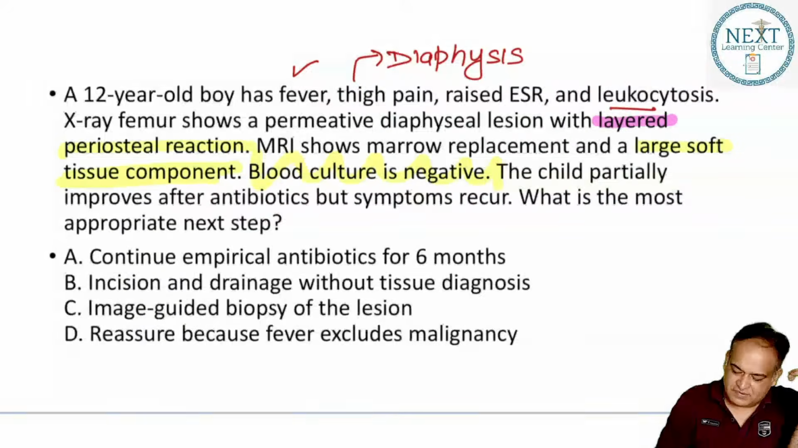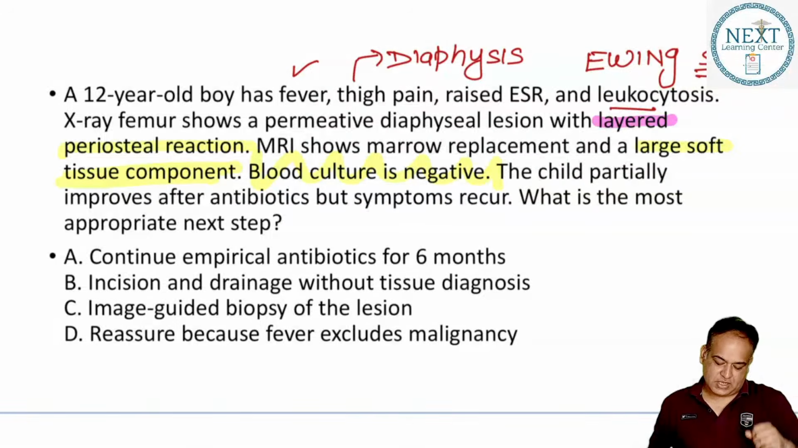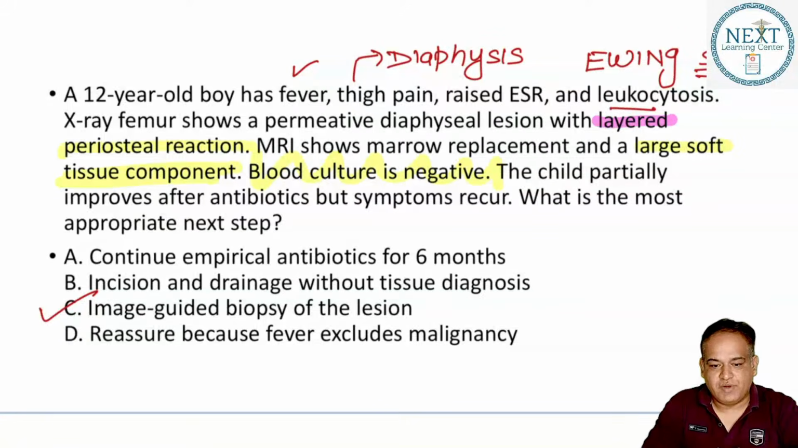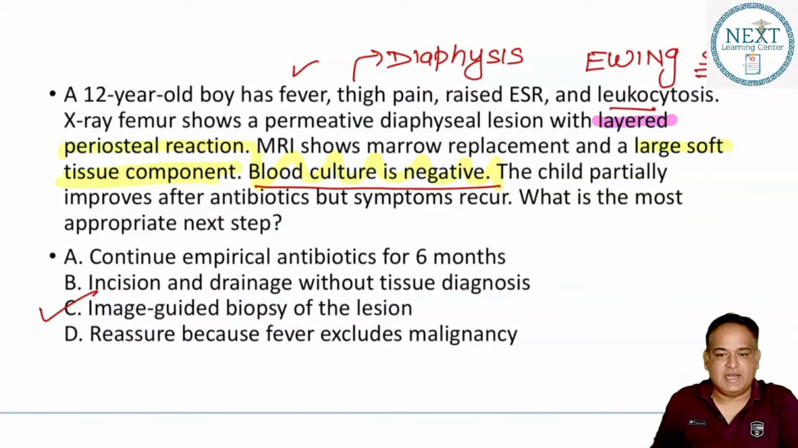Otherwise, all these things, what are they pointing towards? They are pointing towards Ewing sarcoma. Fine. So Ewing sarcoma, first you will confirm the diagnosis with biopsy. Right. So you see blood culture is negative. That means chances of infection are very less.